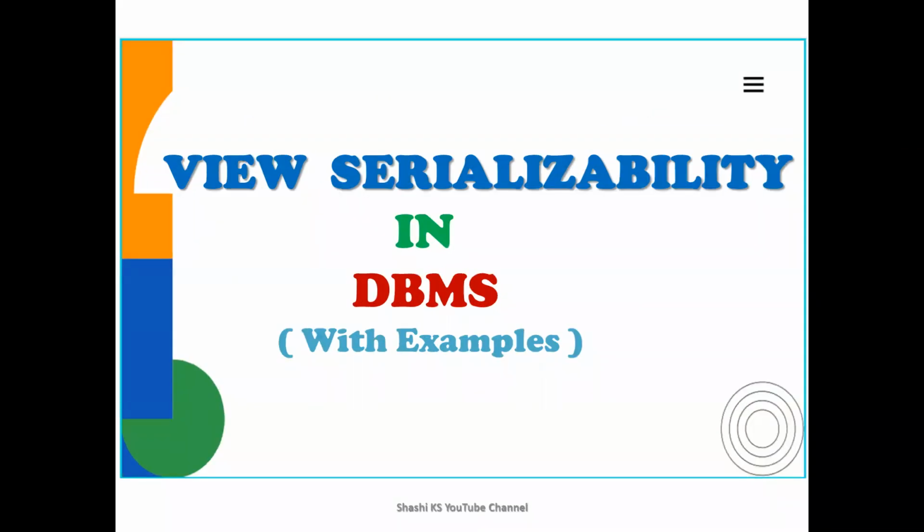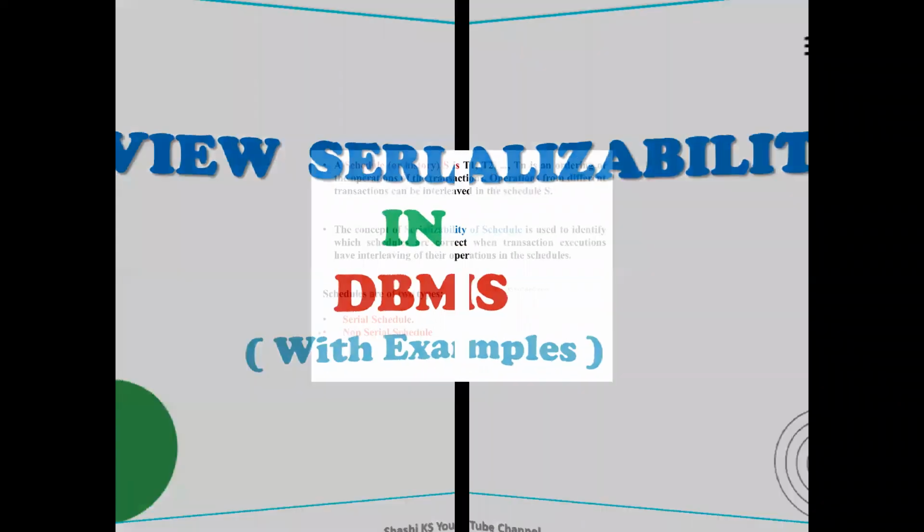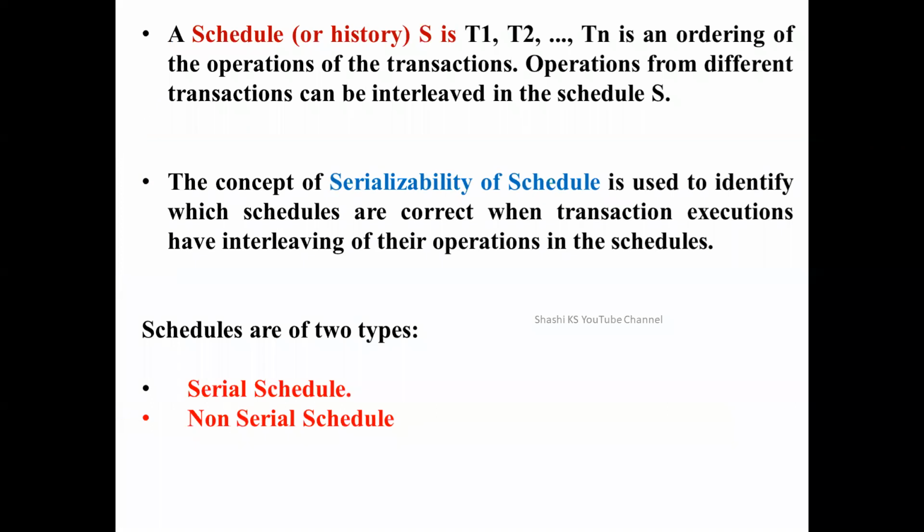In today's video, let's learn about the concept of view serializability in database management systems with examples. Now, view serializability is a topic which comes under transaction and concurrency control in database management systems. So first, let's learn what is the meaning of these terminologies. I told you that it comes under the topic of concurrency and transaction.